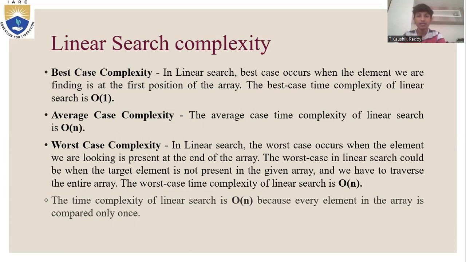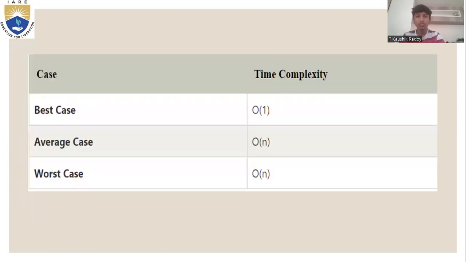The worst case in linear search could be when the target element is not present in the given array, and we have to traverse the entire array. The worst case time complexity of linear search is big O of n. Next, the time complexity of linear search is big O of n, because every element in the array is compared only once.